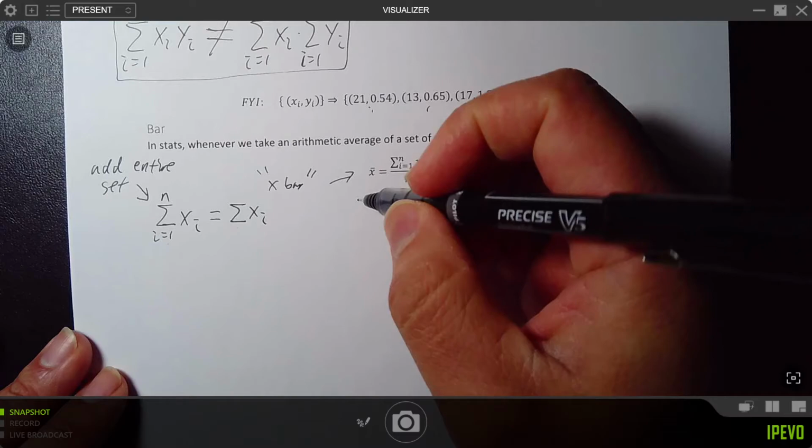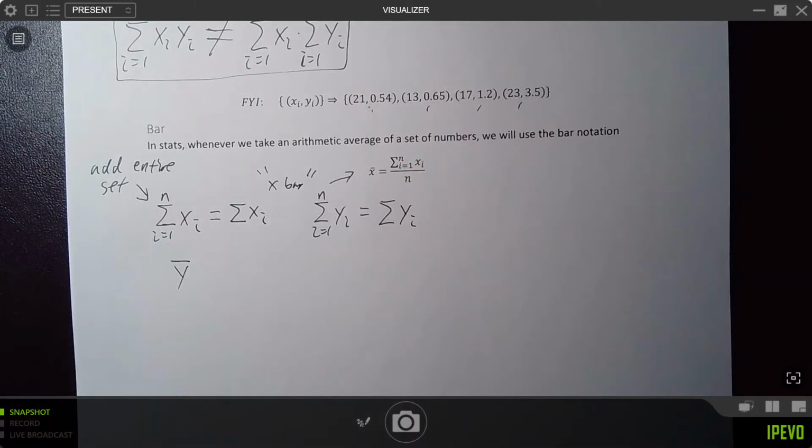Okay. Now, for example, what about y bar? Well, it doesn't change. In the entire field of statistics, anytime we see a bar, we know what to do: you just add up all the y values, and then divide by the number of observations.